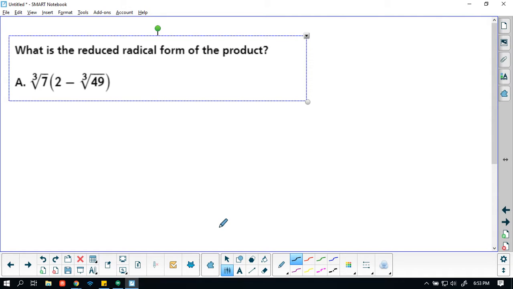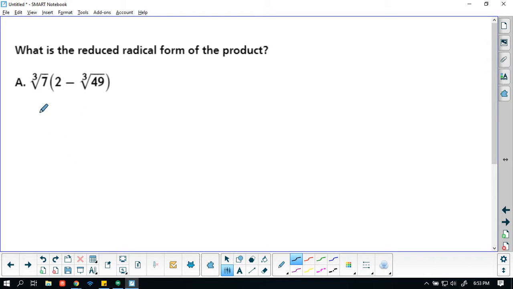Again, reduced radical form is getting a radical to the smallest number it possibly can be and having some whole numbers on the outside and things like that. Sometimes we eliminate the radical altogether. So let's look at this one. We're going to distribute.